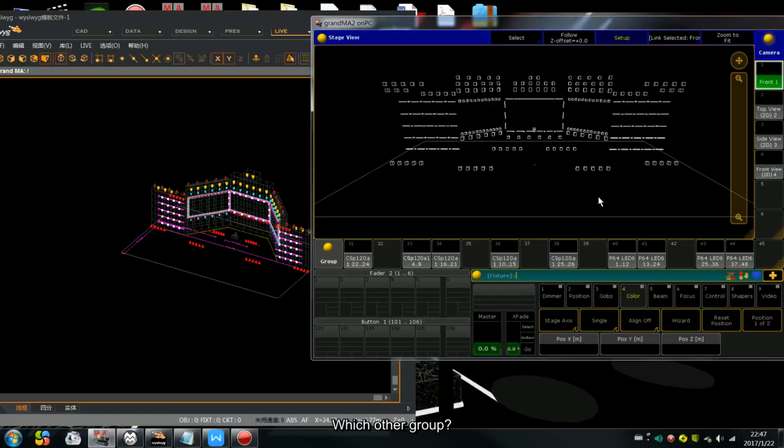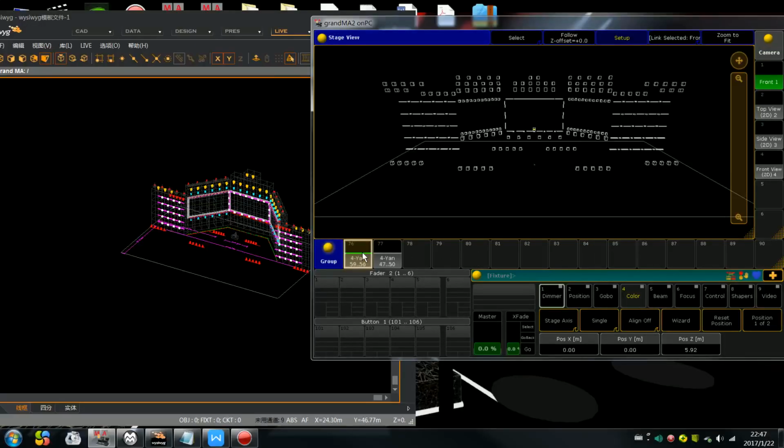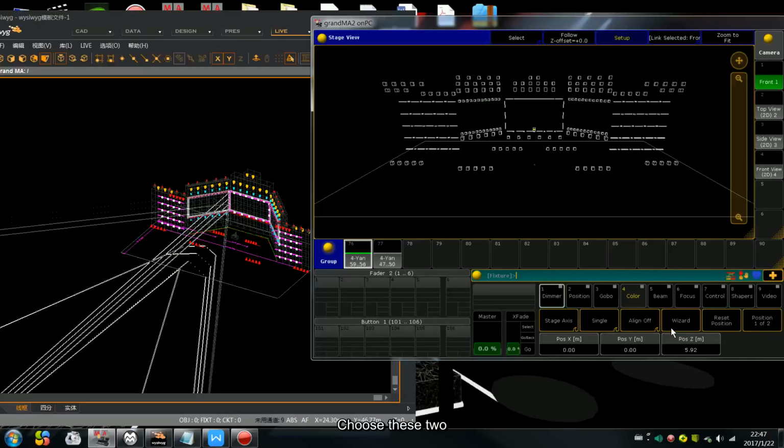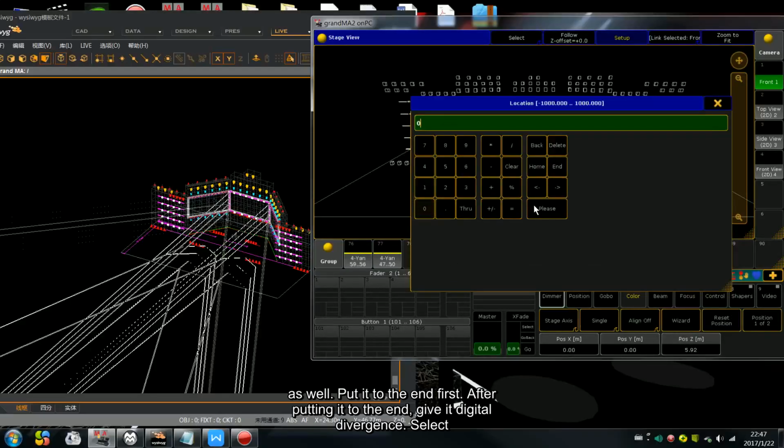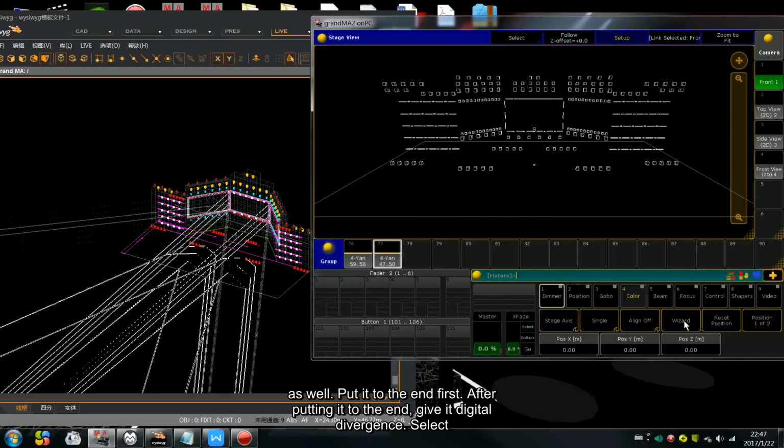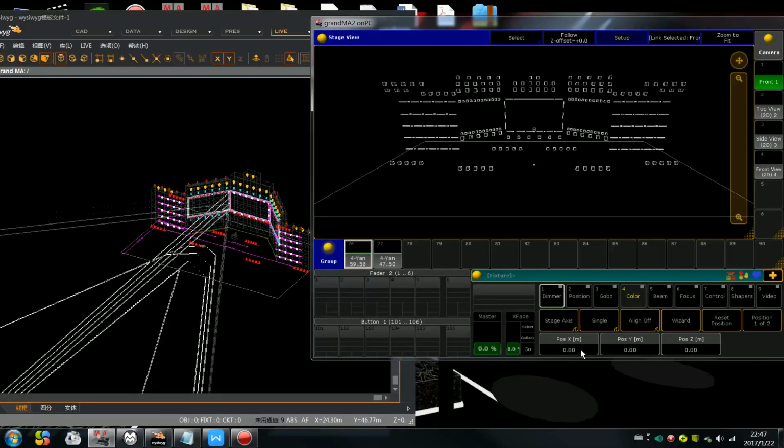Continue. Which other group? Then there are two on the side and it's fine. Choose these two as well. Put it to the end first. After putting it to the end, give it digital divergence. Select the first group. Digital divergence. For words should be 2.5, 2.51. I'm going up now.